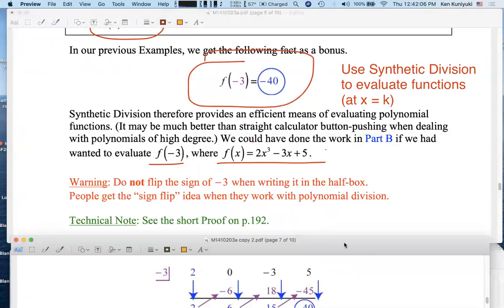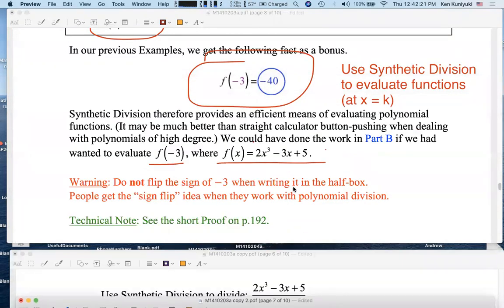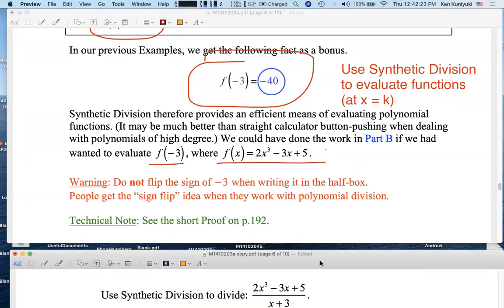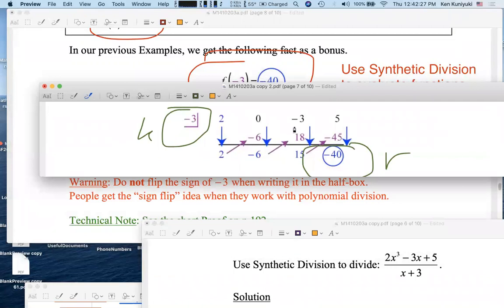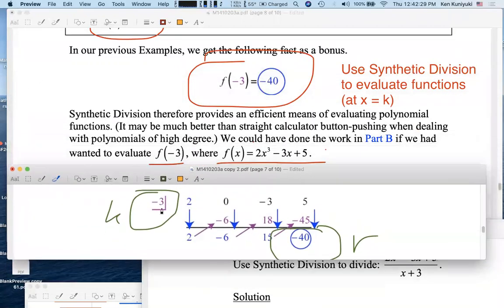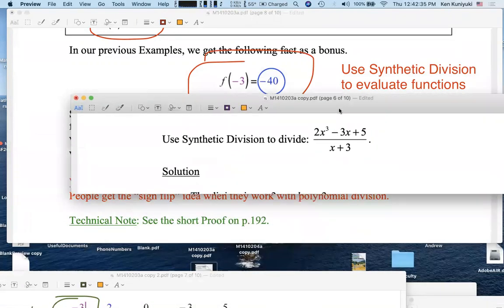If f of x is the numerator, the dividend, then f of k equals this, r. F of k equals r. F of negative 3 equals negative 40. Right. So there are two reasons why you would want to make this table. One, if you wanted to evaluate f of negative 3, or if you wanted to divide f of x by x minus k.